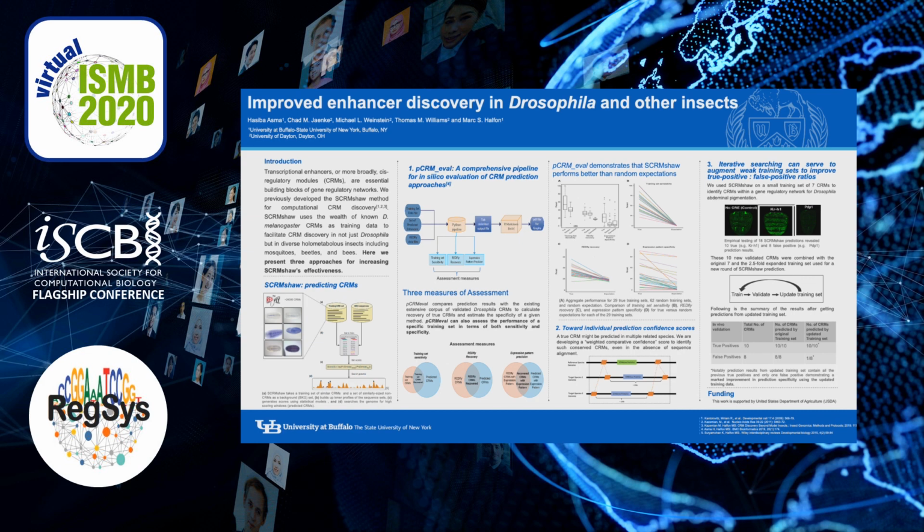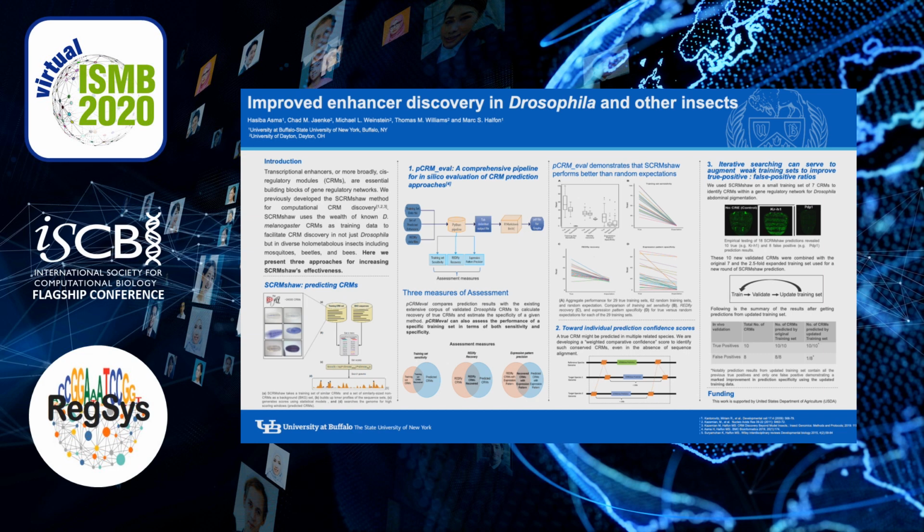Welcome to my poster that's about improved enhancer discovery in Drosophila and other insects. So enhancers, or cis-regulatory modules, control the spatiotemporal pattern of expression of nearby genes, thus their identification is very important to understand gene regulatory networks. We have previously developed an effective method for genome-wide computational enhancer discovery that's known as scrimshaw.